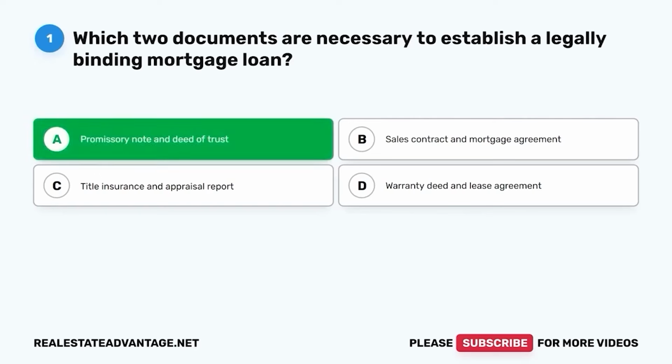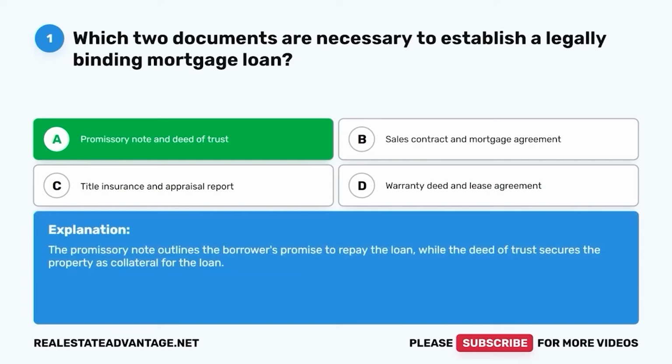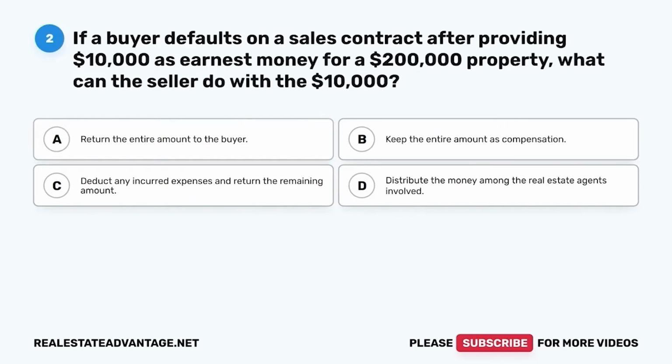The correct answer is A. Promissory note and deed of trust. The promissory note outlines the borrower's promise to repay the loan, while the deed of trust secures the property as collateral for the loan.